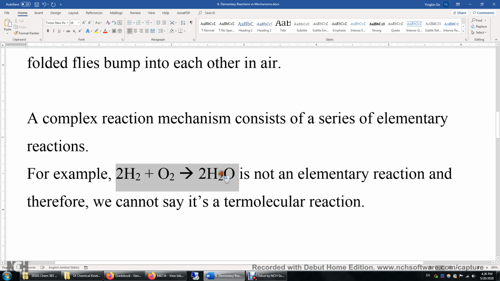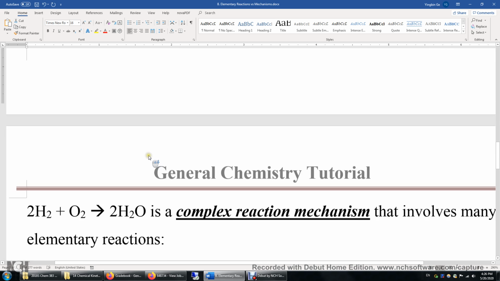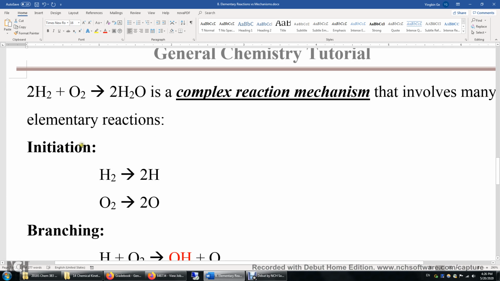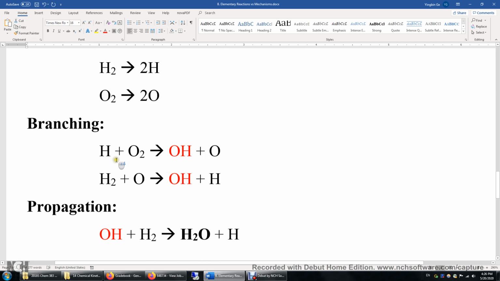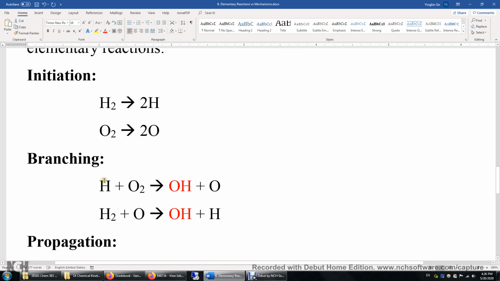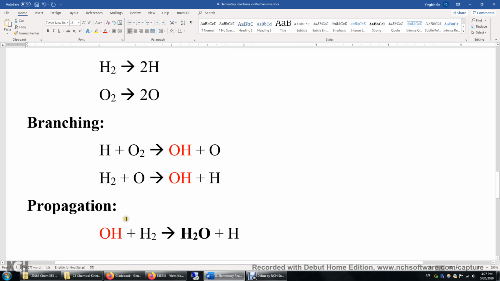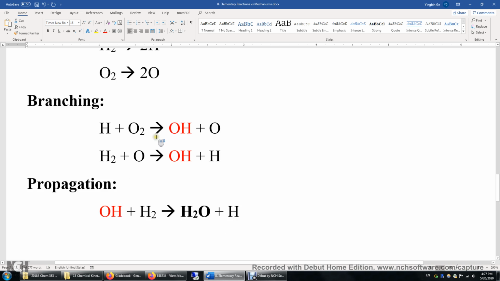So what's going on in this reaction mechanism? Well, there are many steps. First, initiation: we have decomposition of H2, we have decomposition of O2. And then we have branching reactions. We have H reacting with O2, we have O reacting with H2. And we get OH radicals, and OH can attack an H2 molecule to form water, and this H atom will again react with O2 to form a hydroxyl radical and an oxygen atom. This goes on and on until all H2 and O2 are consumed and water is produced.